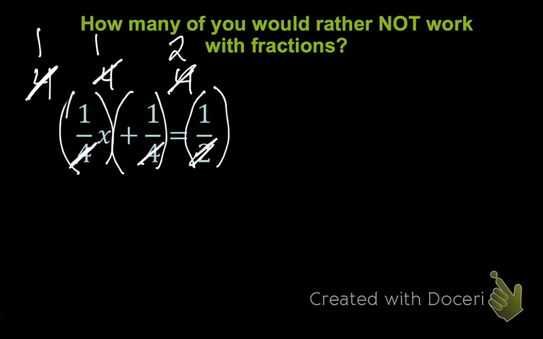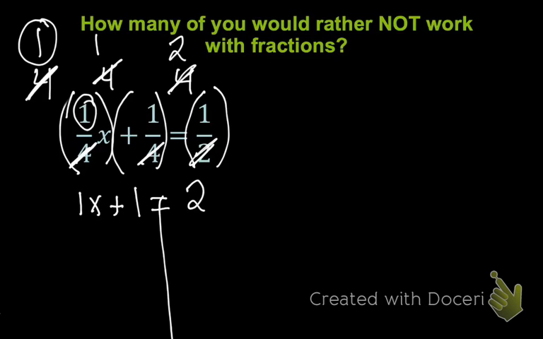So now I take this top number and I multiply it by this top number. So 1 times 1 is 1. I'm going to keep the x. I'm going to keep the plus. 1 times 1 is 1. Going to keep the equals. 2 times 1 is 2. So 1x plus 1 equals 2. Now, this is so much prettier and so much easier to solve.